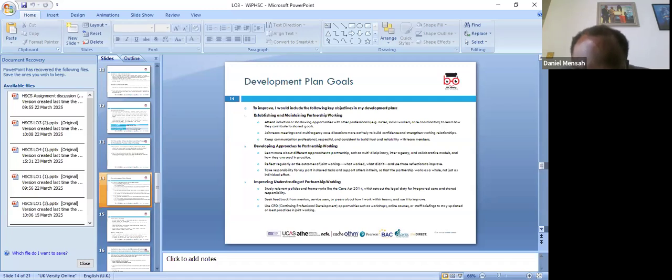Improving understanding of partnership working. You have to study relevant policies or frameworks like the Care Act 2014, which sets out the legal duty for integrated care and shared responsibilities. Okay. Seek feedback from mentors, service users, or peers about how I work within teams and use it to improve. Use CPD, continuous professional development opportunities, such as online workshops.